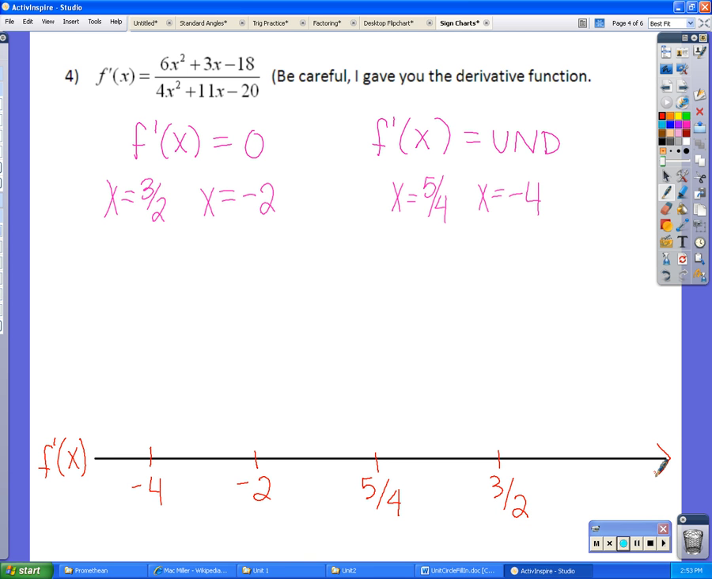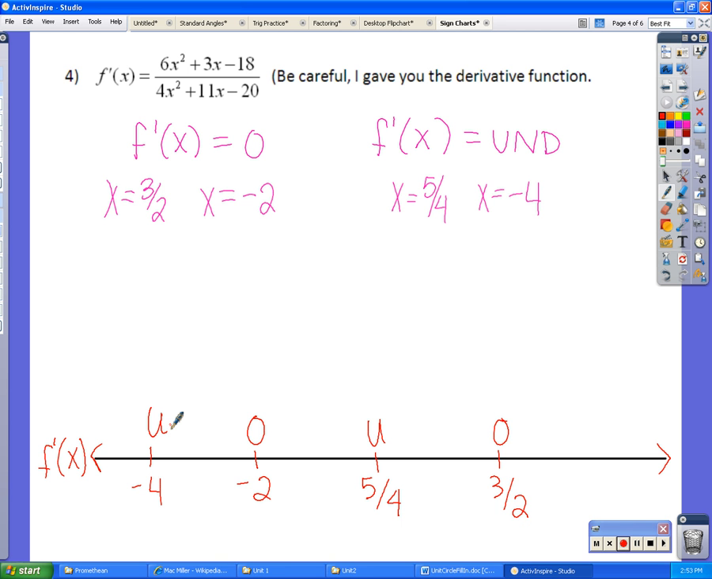So here are my values, and we know that when x is 3 halves, it's 0. When x is -2, it's 0. When x is 5/4, it's undefined, and when x is -4, it's undefined. So here's the other way to handle this type of problem.